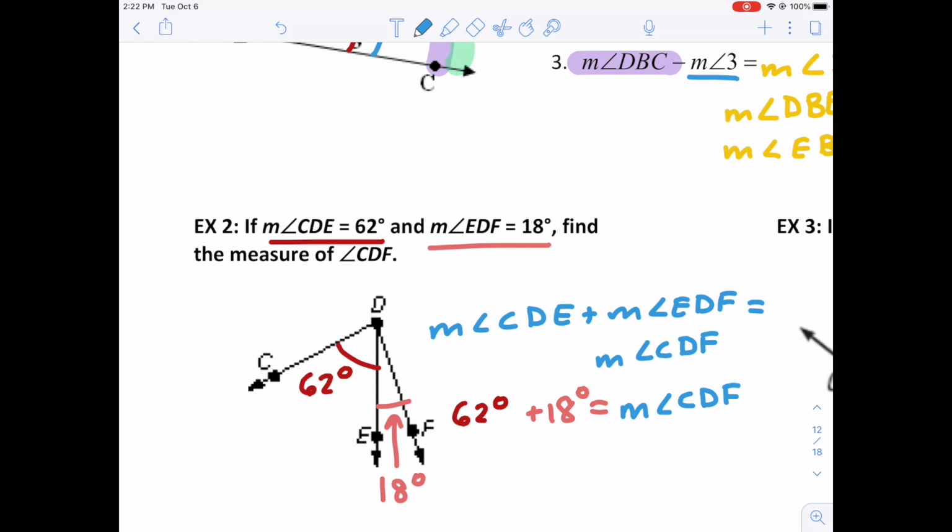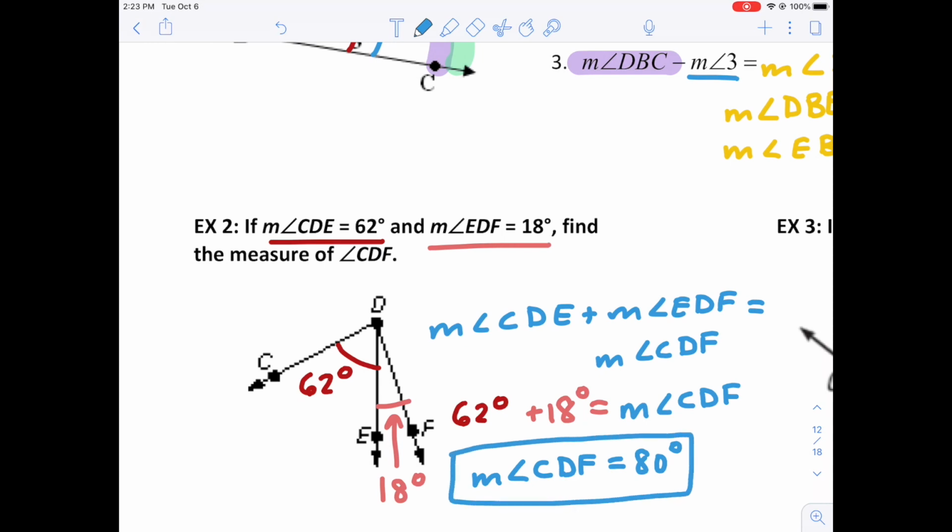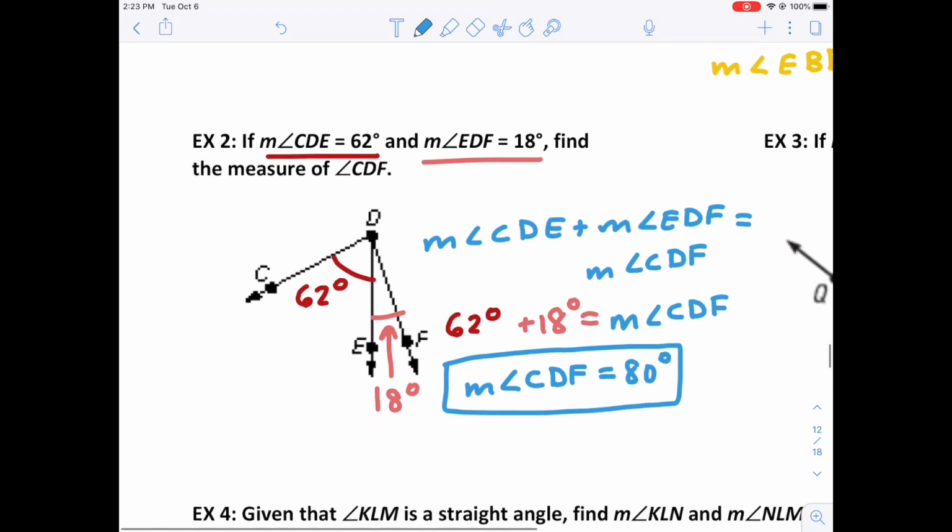So once I simplify that, the measure of angle CDF equals 80 degrees. If you want to think back to yesterday's lesson, tell me 80 degrees is what type of angle? I'll wait. It is an acute angle. So if you got that, hopefully you've remembered what we did in the last couple days, and you would remember that that is acute because it's less than 90 degrees.